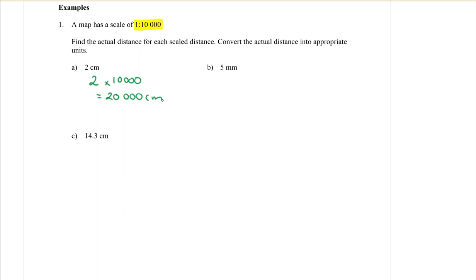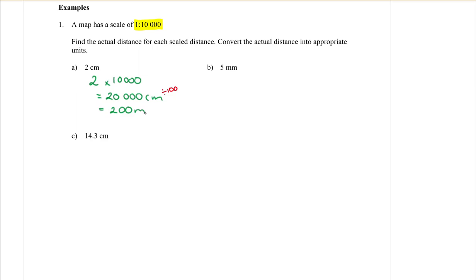To change centimetres into metres, what do you do? Divide by 100. So you can write a little divide by 100 if you need that little reminder. And dividing that by 100 will give you 200 meters. You could also go to kilometers if you wanted to. That would be 0.2 kilometers.